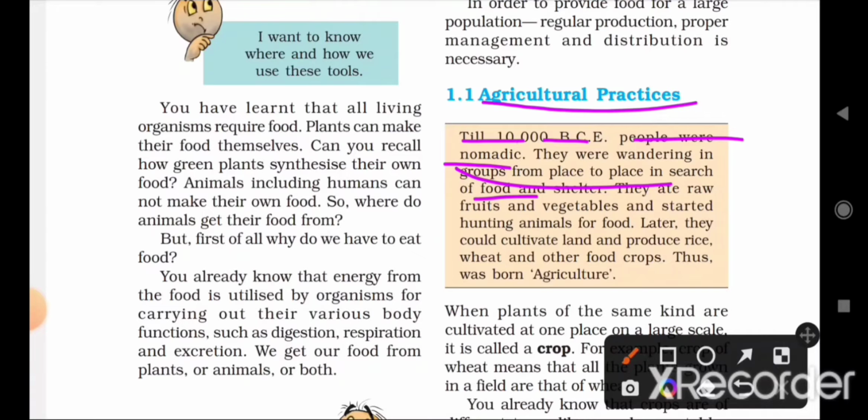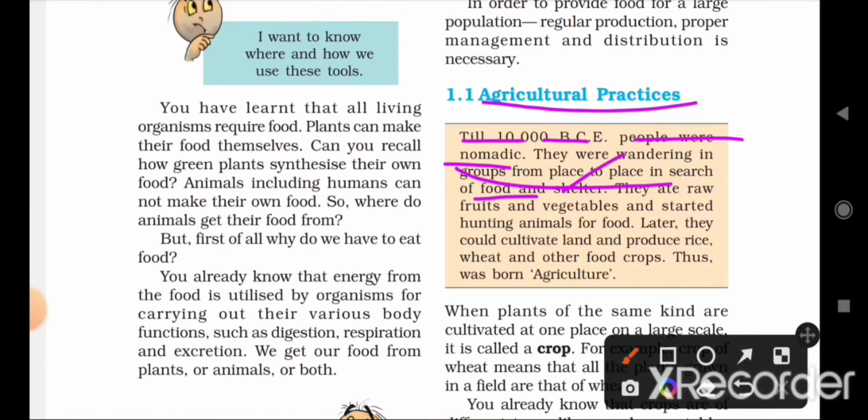Before 10,000 BCE, people were traveling from one place to another in search of food and shelter. Shelter means home. They would not stay constant or fixed to one place. They would live in a place for a few days, 10 days, or within a week. After that they would leave that place and go to another place in search of food.